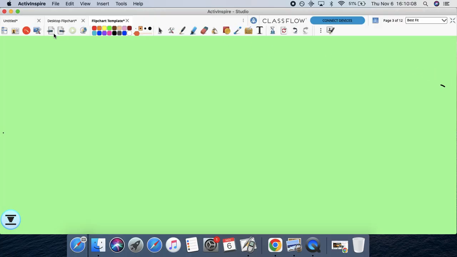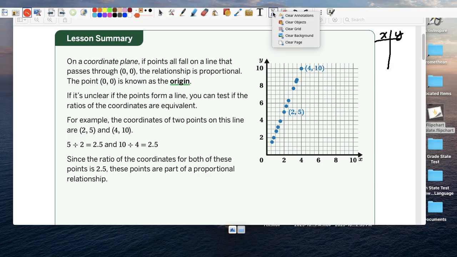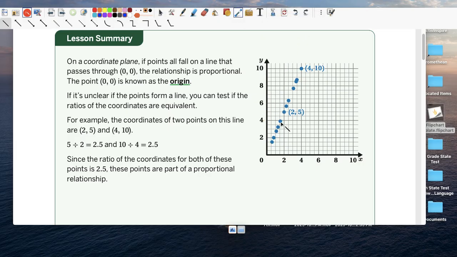One of the things that you've got to look for if it's proportional, two things are going to happen. A, it's going to be a straight line that goes through all these points and also goes through the origin. That's a must. It must go through the origin. Okay? And it's a straight line.